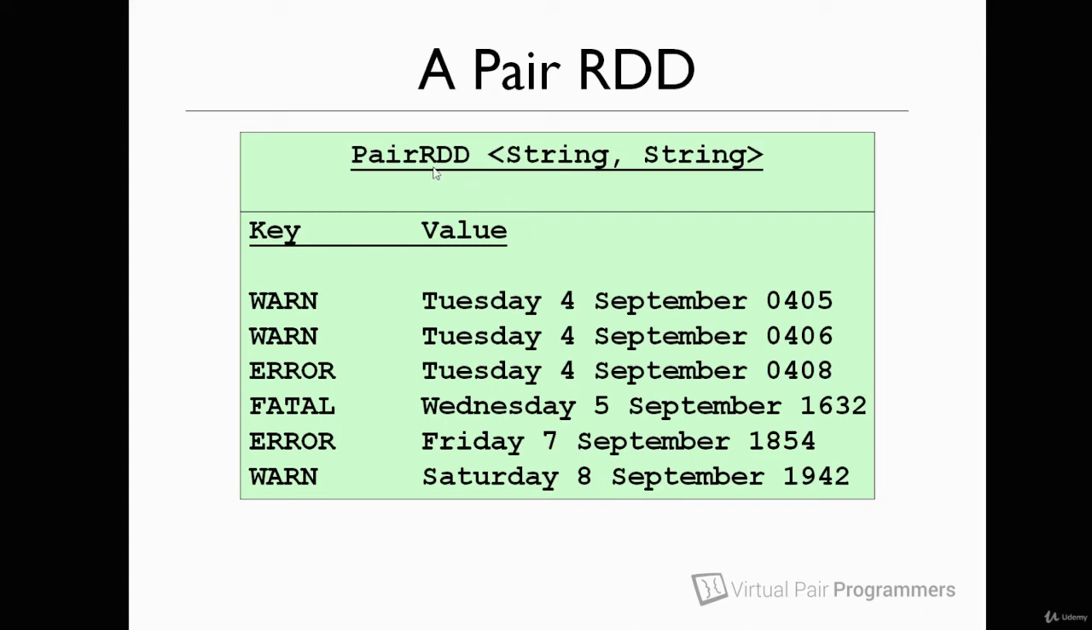Now, in my example, the first column type is going to be a string, and the second column type is going to be a string, but you can probably guess that these two types can be any Java type that you like. And we commonly talk about these two columns as being the key and the value. All I've done is set up this PairRDD so that the keys are the logging levels and the values are really just the rest of the stuff. For the moment, it's just the date and time, but there might be some other information that we might want to store in the value as well.